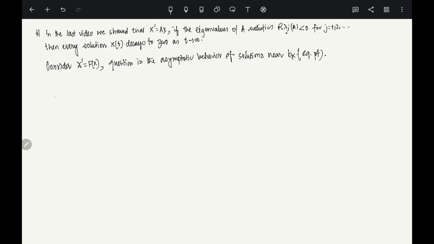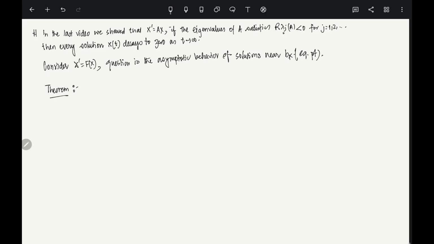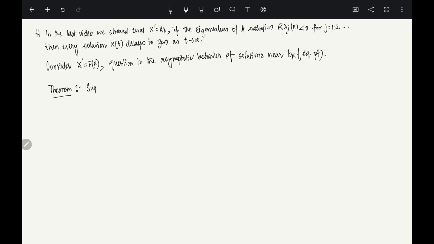The theorem which we are going to prove is the following, and this is a very, very important theorem. This is part of the stable manifold theorem, so you can also call it the stable manifold theorem. It's not a problem. What it says is this: suppose B star is an equilibrium point of x prime equals f of x. That's our assumption, right? Where f is C1 of omega, and omega is any open subset of Rn.